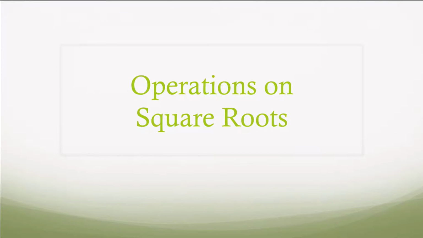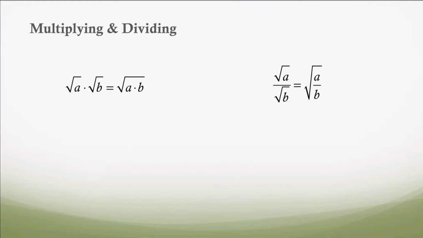In this lesson, we're going to look at operations on square roots. First two operations that we're going to look at are multiplying and dividing. When I have two square roots, in order to multiply them, I could just multiply the radicands underneath one square root. When I'm dividing, I could do a similar idea. I could divide the two radicands, again, under the same square root.